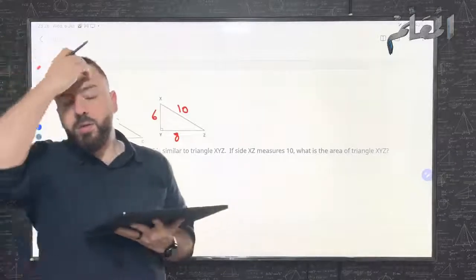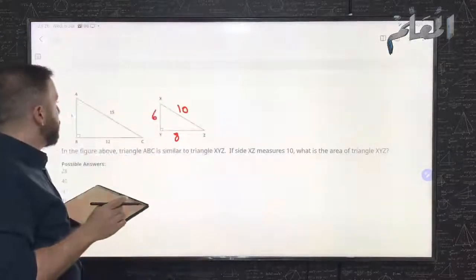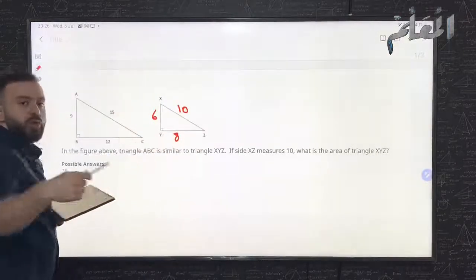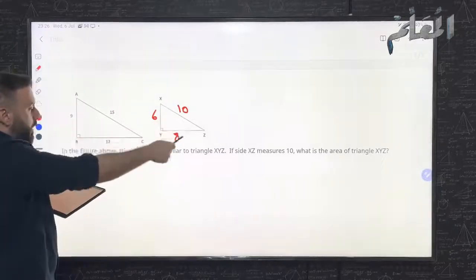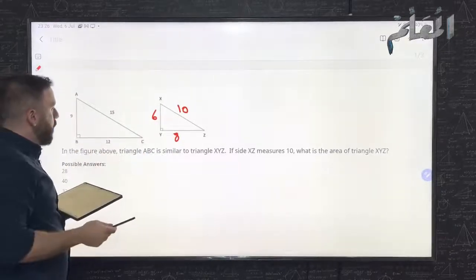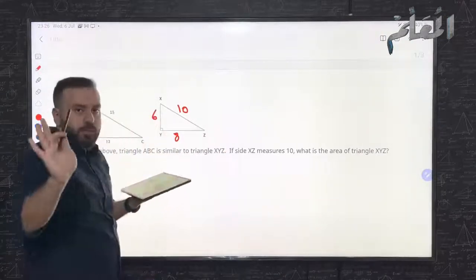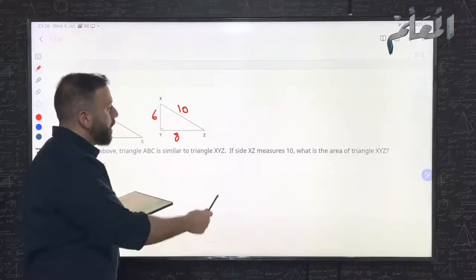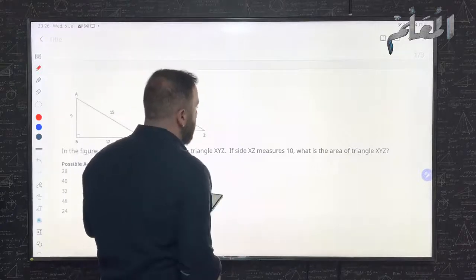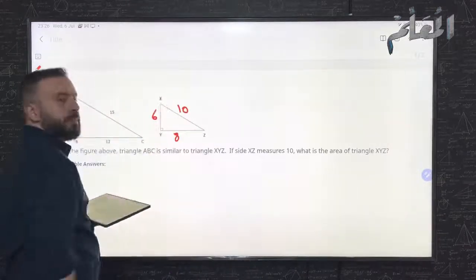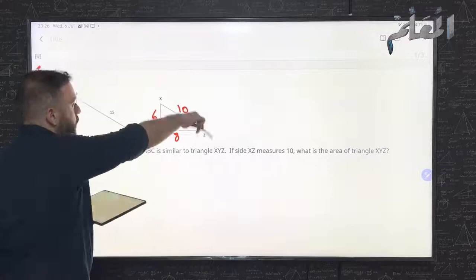Okay, guys, question 4. So, by the way, this is part of the solution. Just to save time, I just wrote them. I will explain now. In the figure above, triangle ABC is similar to triangle XYZ. The question said that they are similar. So, if side XZ measures 10, this is 10. What is the area of this triangle?